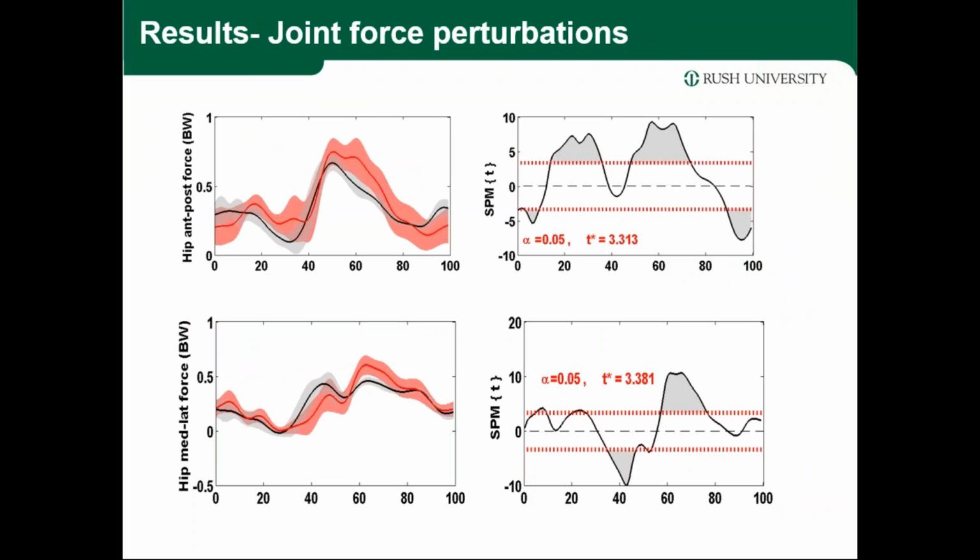So for example, here we see that hip anterior-posterior force has remarkably increased in terminal stance, but on the other hand, hip medial-lateral force has been reduced in mid stance in terms of hip flexor weakness.